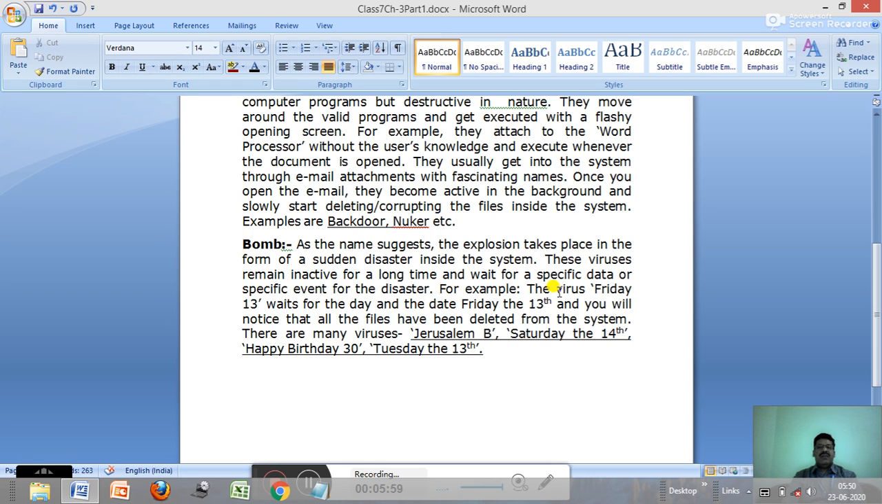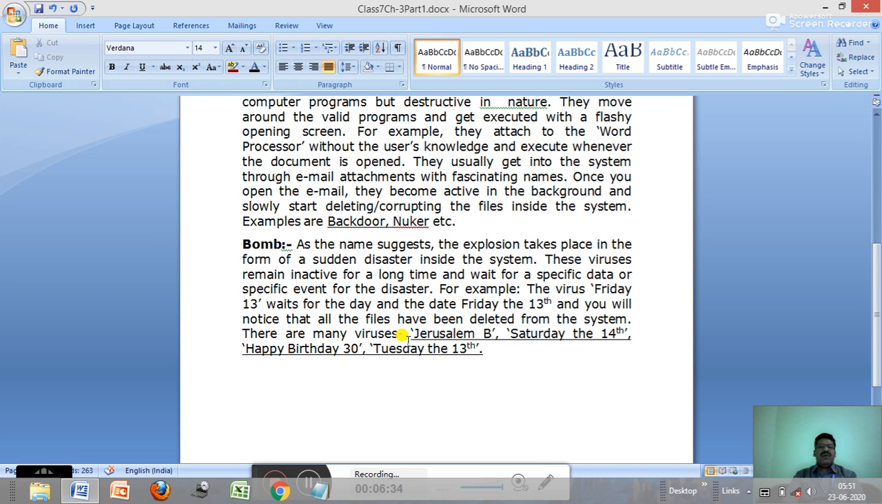For example, the virus Friday 13 waits for the day. Day means the day must be Friday and the date must be 13. If both things match, then this virus becomes very active. On the date Friday 13, you will notice that all the files have been deleted. So on that particular date, when the day is Friday and the date is 13, both will match, then the virus will suddenly become very active and start deleting all the files from the system.